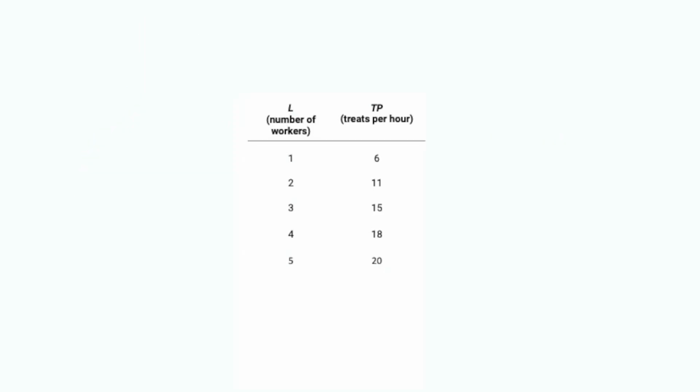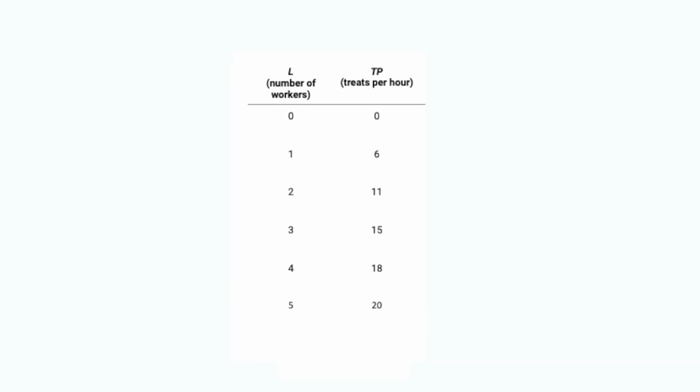Let's go to the total product schedule. First, let's add a 0 row. When 0 workers are hired, total product is 0 treats per hour. And second, because marginal values are reported between rows, let's add some table space.